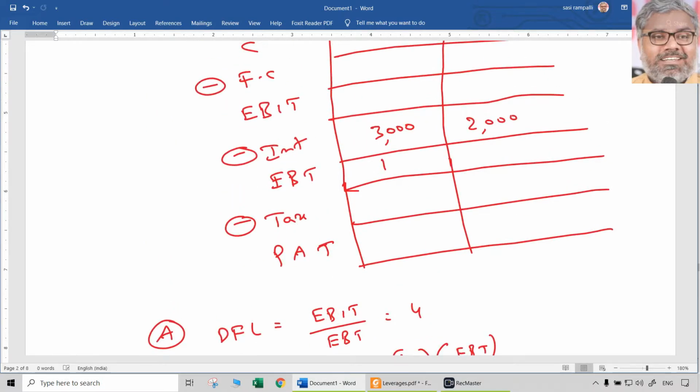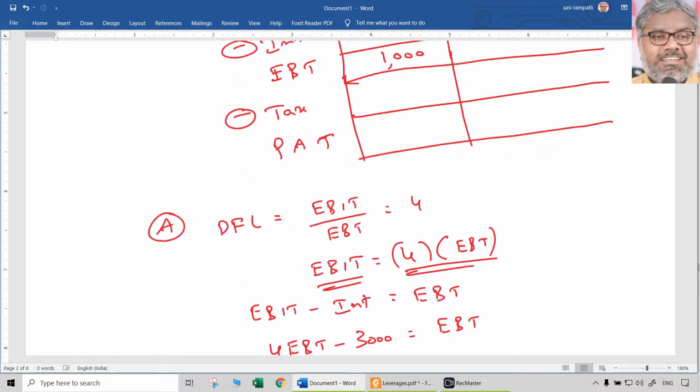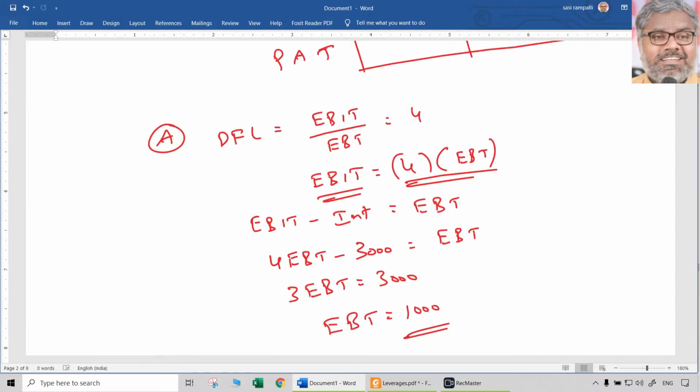EBT is 1,000. Now we have 1,000 EBT. That means naturally EBIT should be how much? 4,000. So EBIT by EBT 4 times, same thing. For company A, we did like this. Same way for company B also can be done.